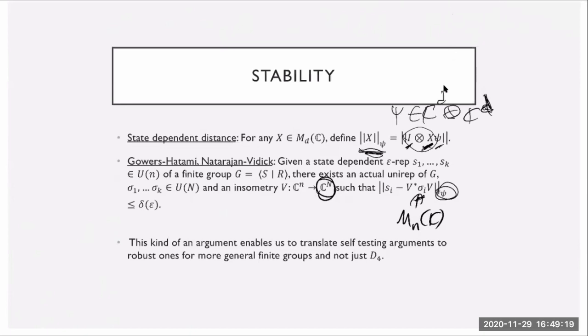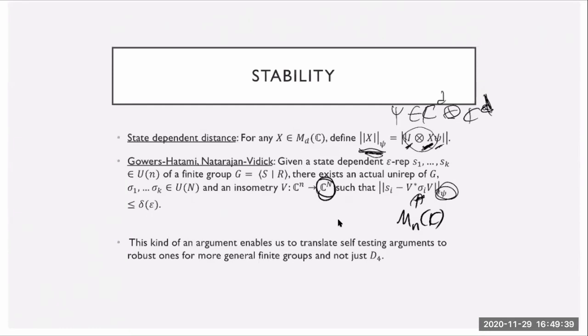Okay, great. So the point is that for any finite group, this is true. You can fix any almost representation of a finite group to an actual representation of a finite group using this metric, this psi, this state-dependent metric, okay?